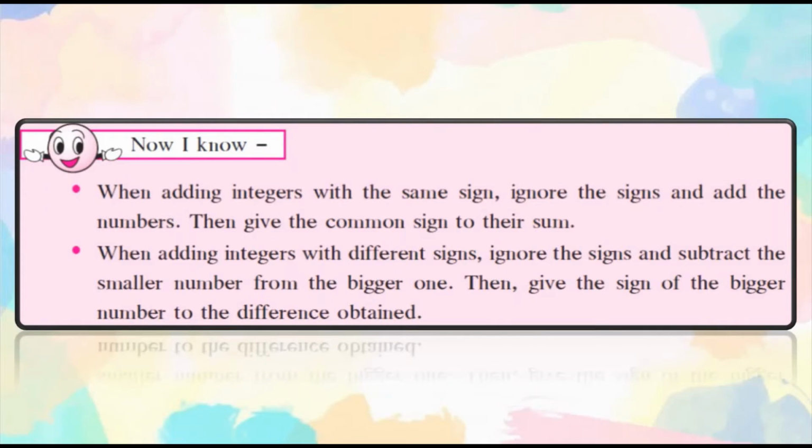After this, we have this box here. Point number 1. When adding integers with the same sign, ignore the signs and add the numbers. Then give the common sign to the answer. We will take one example here. Whenever we want to add two numbers with the same sign, for example, I want to add 8 and 2. Now these two numbers have the same sign, that is positive sign. So I'm going to add the numbers. I'll get 10. And then lastly, I'm going to write down the common sign. So the common sign for both of these numbers is plus. So I will write plus.